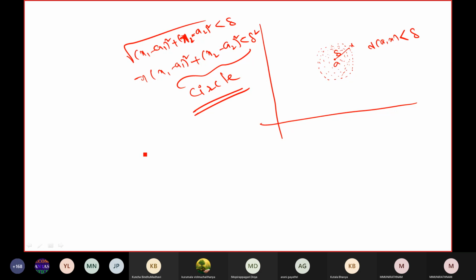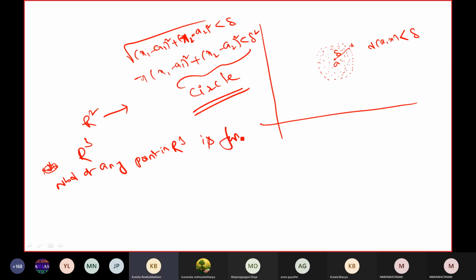This means that the neighborhood of any point in R square forms a circle. Similarly, in the case of R cube, the neighborhood of any point in R cube forms a sphere.